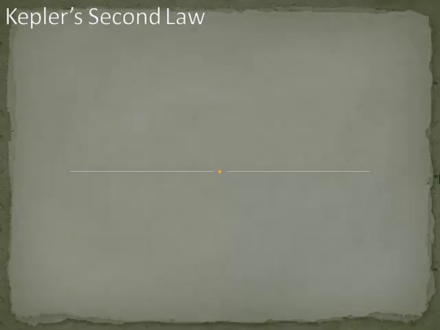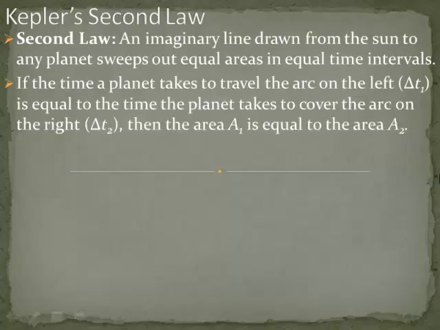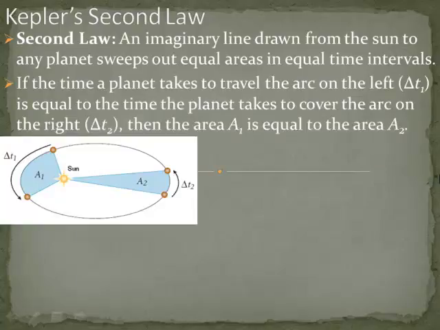Kepler's second law is the law of areas. It says an imaginary line drawn from the Sun to any planet sweeps out equal areas in equal time intervals. So if the time a planet takes to travel the arc on the left, delta T1, is equal to the time the planet takes to cover the arc on the right, delta T2, then this area is equal to this area.